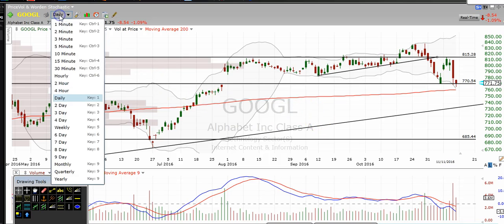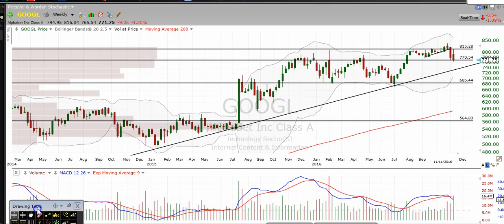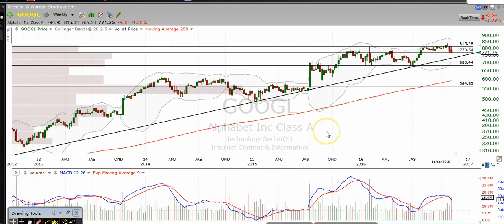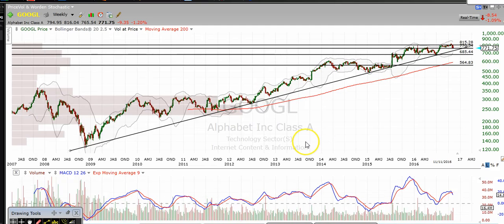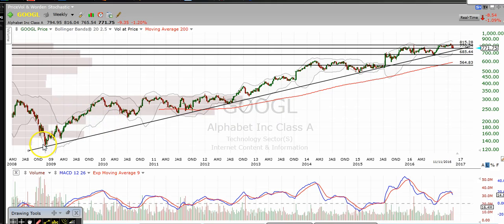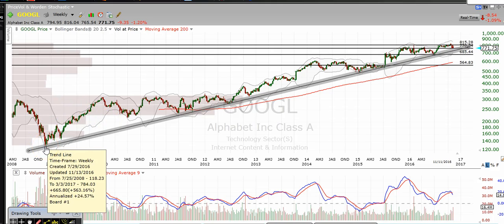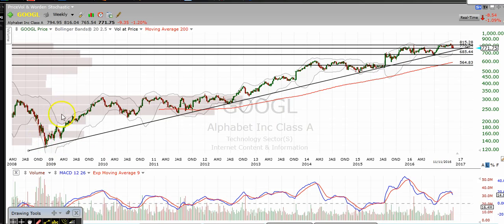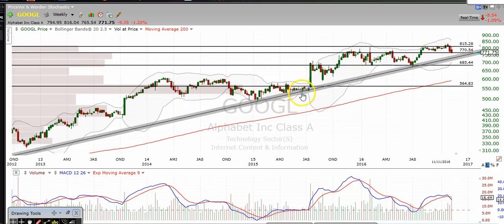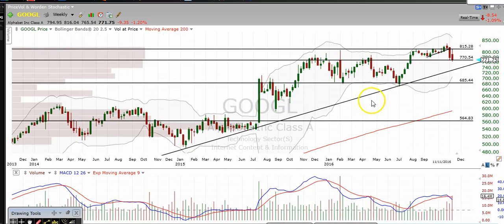Now I want to back it up and show you the weekly chart here on Google to give you a little bit of perspective. So Google has been in an uptrend and has a very clean uptrend line here going back all the way to 2008, the summer of 2008. So there's another touch right there, a touch, few touches right there, several touches right here, a touch right here, and we haven't come to test it just yet, and that could get a bounce here.